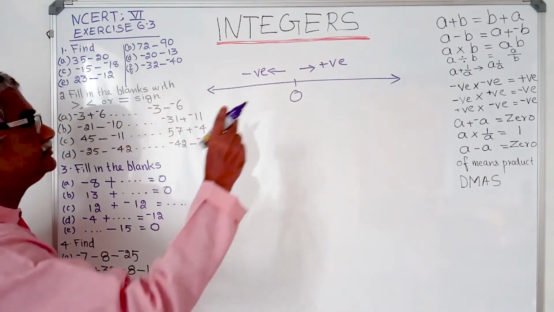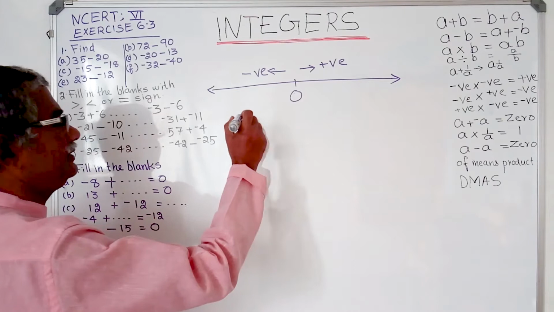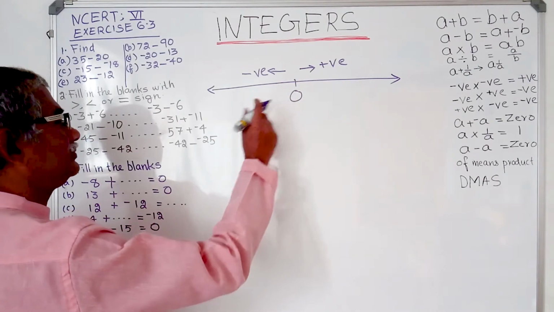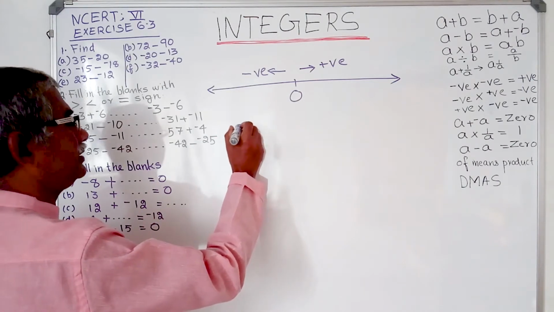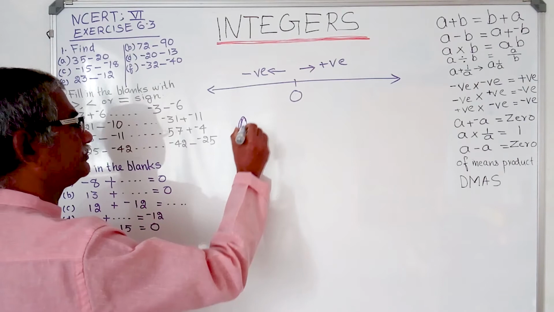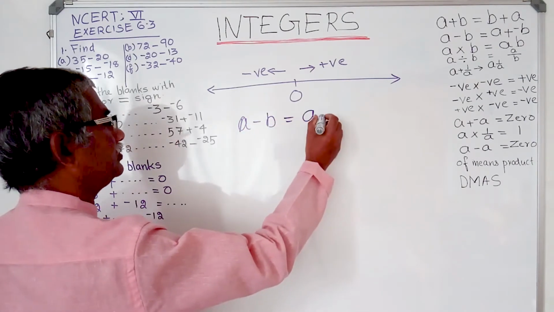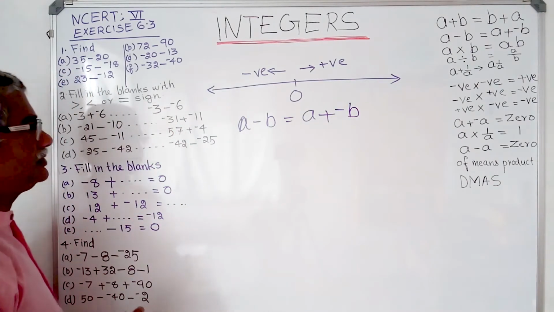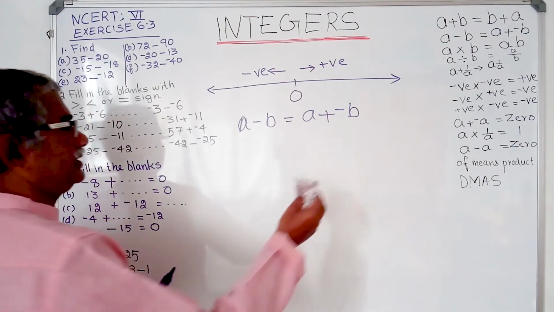So using the principle of additive inverse, to subtract, what we are doing is: A minus B is equal to A plus negative B. We should follow this principle to solve negative and positive numbers always.